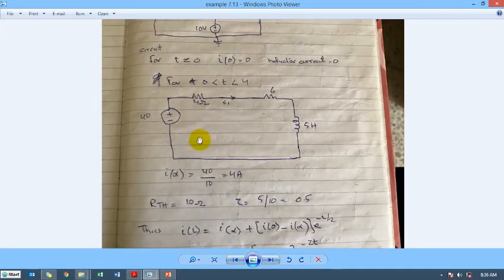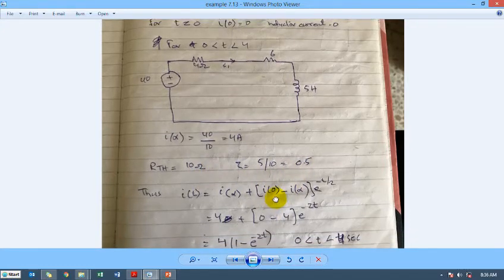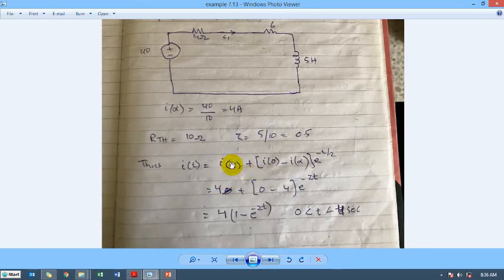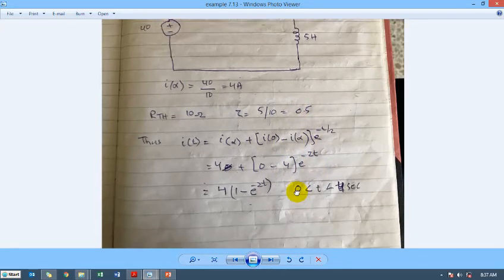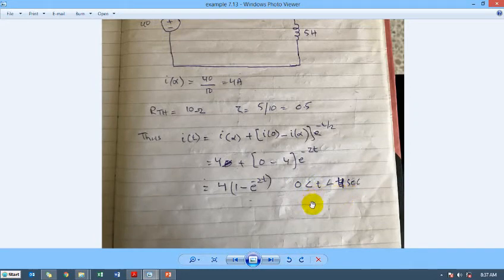And then I find out for time 0 less than t less than 4, the current through this inductor. So 40 divided by 6 plus 4, that is 10, is equal to 4 ampere, and the resistance at the terminals of the inductor is 4 plus 6, 10 ohms, and tau becomes 0.5, L upon R. So putting in the values of I infinite, the stable value, and I0 here, it's 0 and 4, e raised to power minus 2t. 1 upon tau is 2, since tau was 0.5, so 1 upon 0.5 becomes 2, and this is the response for the slot of time 0 to 4 seconds.